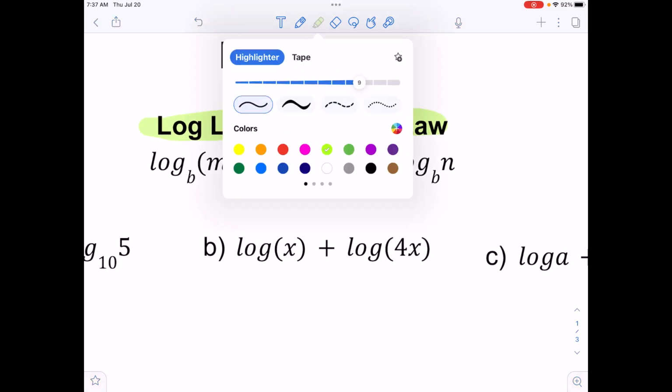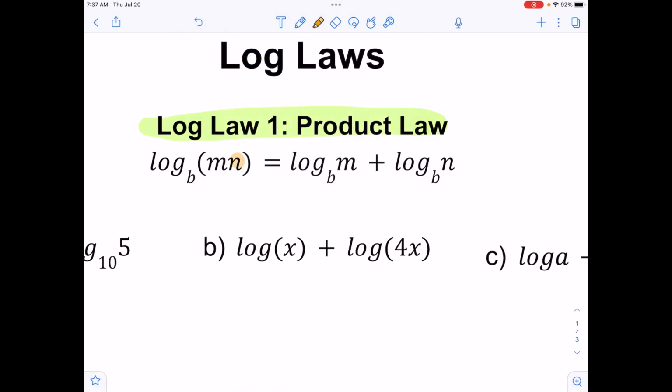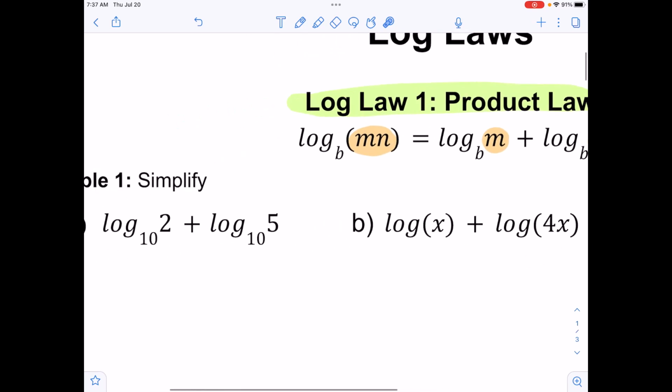If I have log of mn with the base of b, I can split that up into log of m base b plus log of n base b, okay? Or vice versa. If I have log of m plus log of n, I can combine that into log of m times n, okay? Let's do a couple of examples here.